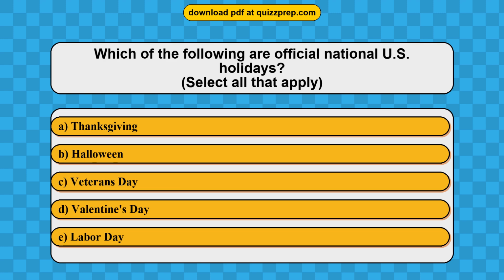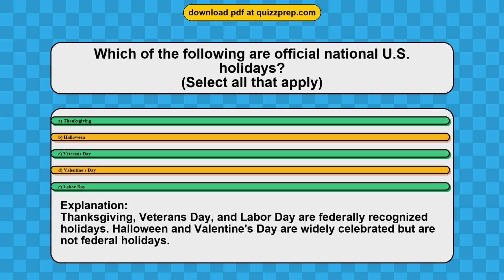Question 83. Which of the following are official national U.S. holidays? Option A. Thanksgiving. Option B. Halloween. Option C. Veterans Day. Option D. Valentine's Day. Option E. Labor Day. The correct answers are options A and C and E. Thanksgiving, Veterans Day, and Labor Day are federally recognized holidays. Halloween and Valentine's Day are widely celebrated but are not federal holidays.